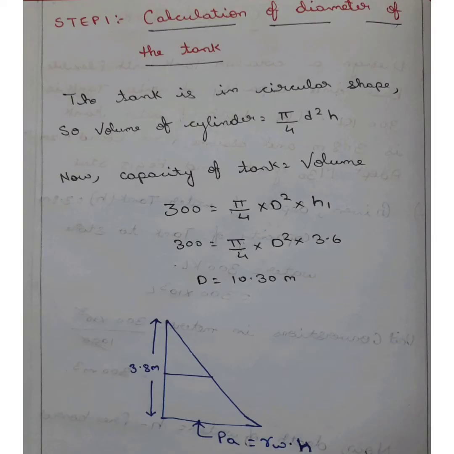Step 1. Calculation of diameter of the tank. The tank is a circular tank, so the volume formula of cylinder equals pi by 4 into d square into h. Now, capacity of tank equals volume. After substituting the values, I got diameter of tank equals 10.3 meters.